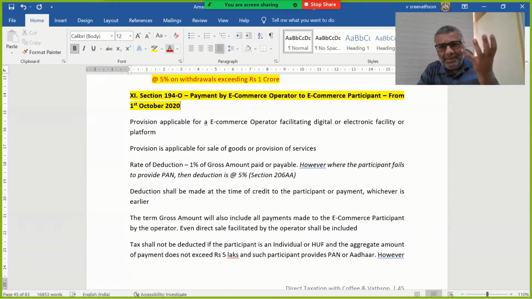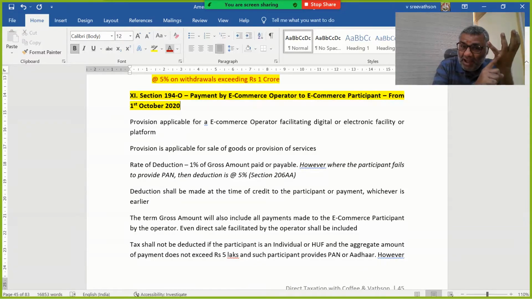The portals are known as operators. You and me are known as customers. We pay the operator. For that, this provision is not there. Even if it is a company which is paying the operator, even if it is a business which is paying the operator, this provision is not there. Whereas it is for the operator paying the participant. A participant is one who displays the product or uses the website for these purposes.